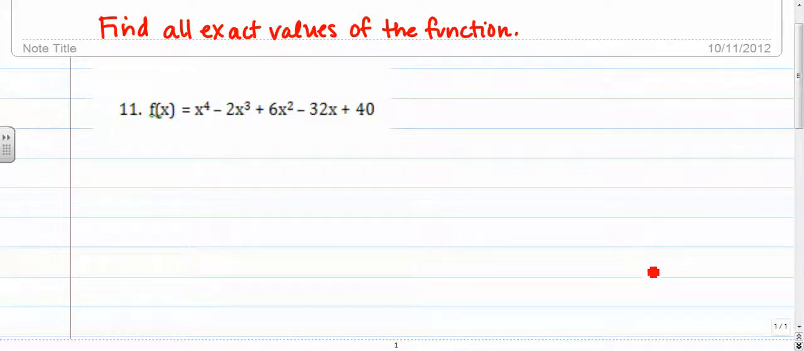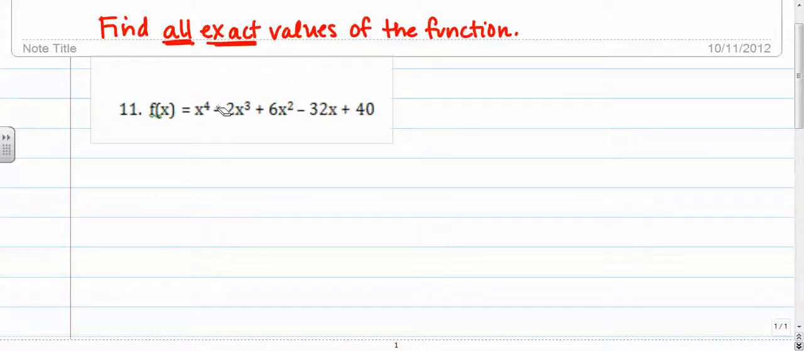Okay, so here's problem number 2 from your worksheet, which is actually number 11. The directions said to find all exact values of the function. And by looking at this polynomial with a degree of 4, I know that we're going to end up with 4 of them. When you see all, that means real and imaginary. When you see exact, that means no decimal values that are gross and ugly and irrational. If you're dealing with something like that, you better have a radical answer for it.